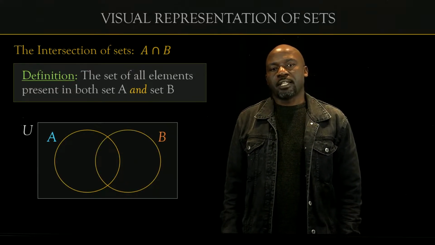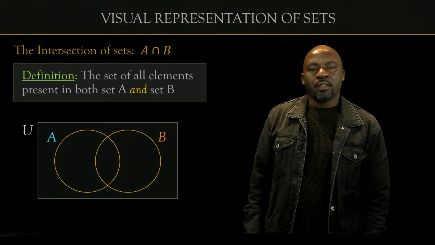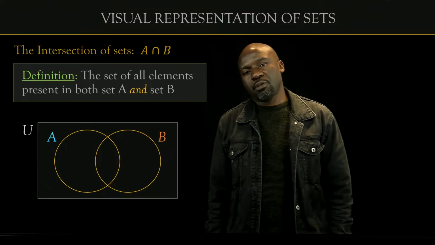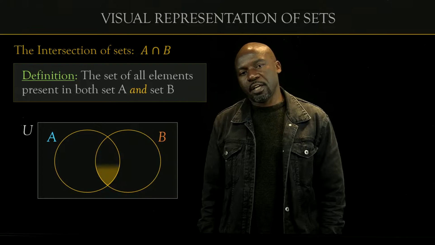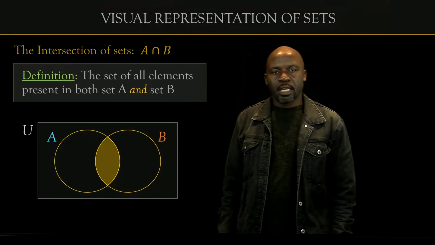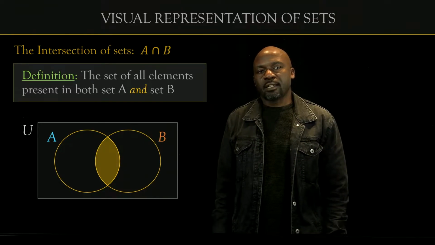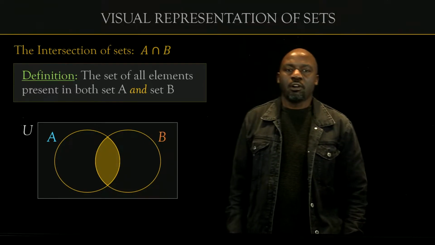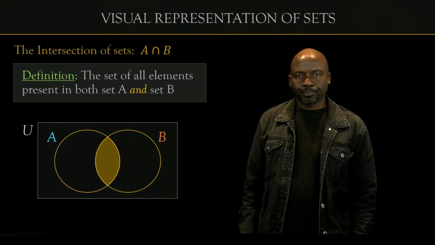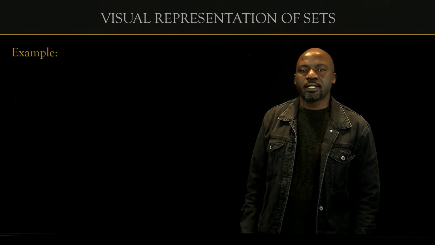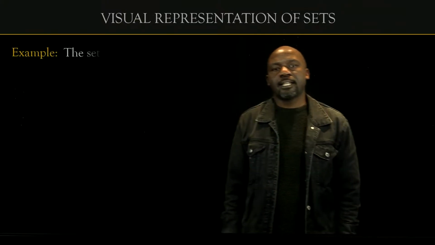Here is a diagram that we draw to represent intersection. If that's set A and the other one is set B, then the intersection refers to the region between. So we are going to shade that in yellow, the region where set A and set B intersect. It is called the intersection of set A and set B. All right, let's look at an example of the intersection of a set.